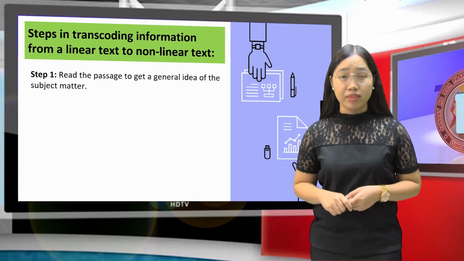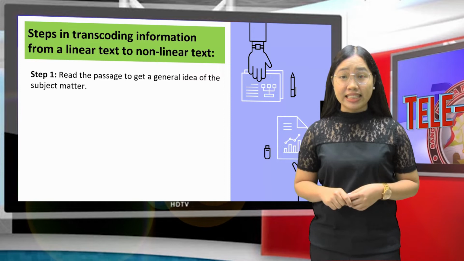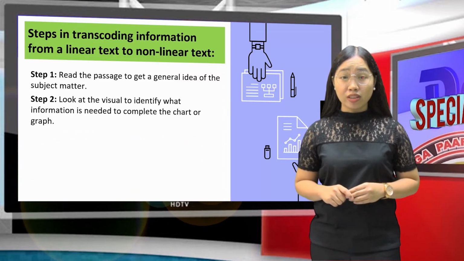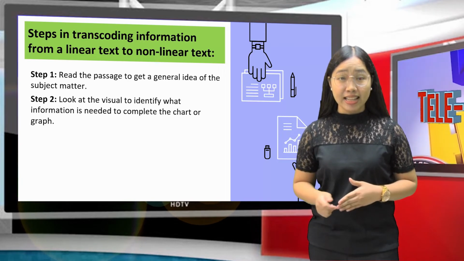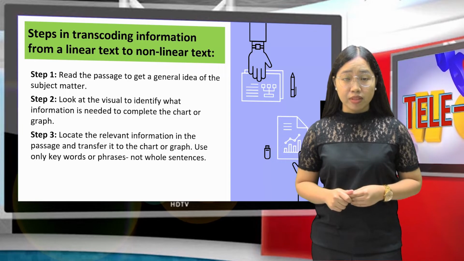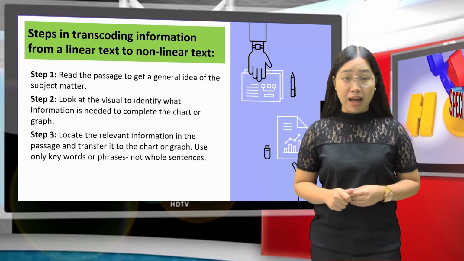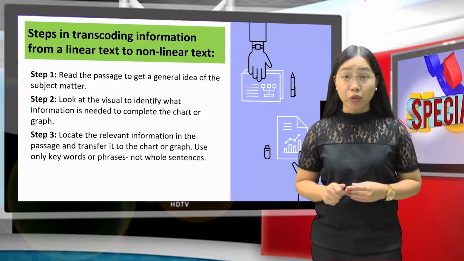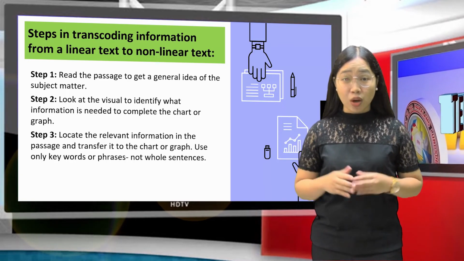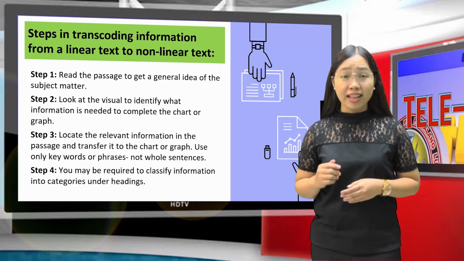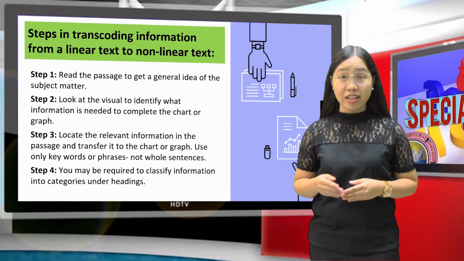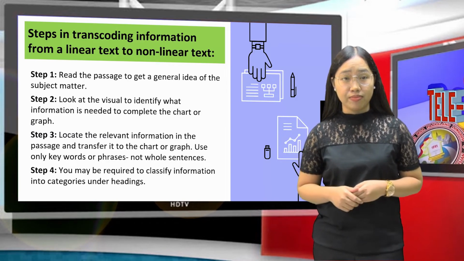Step 1. Read the passage to get a general idea of the subject matter. Step 2. Look at the visual to identify what information is needed to complete the chart or graph. Step 3. Locate the relevant information in the passage and transfer it to the chart or graph. Use only keywords or phrases, not the whole sentences. And step 4. You may be required to classify information into categories under headings.